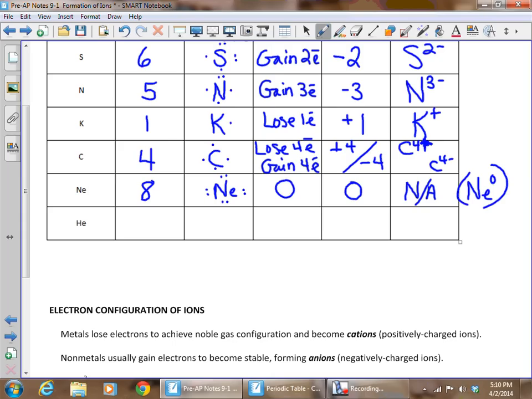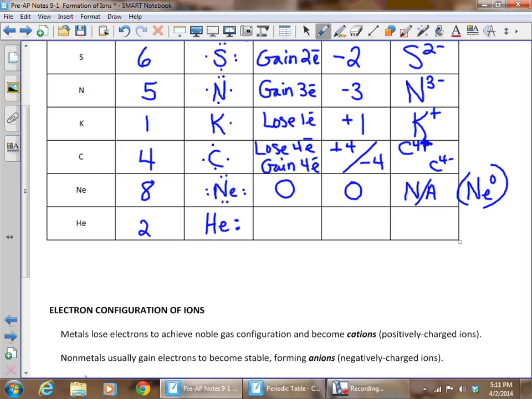Helium, watch out for helium. Remember, helium is an exception to the rule. It looks like it has 8 valence electrons in that last column, but it actually only has 2. And remember how we write the symbol for helium with 2 electrons on the right.